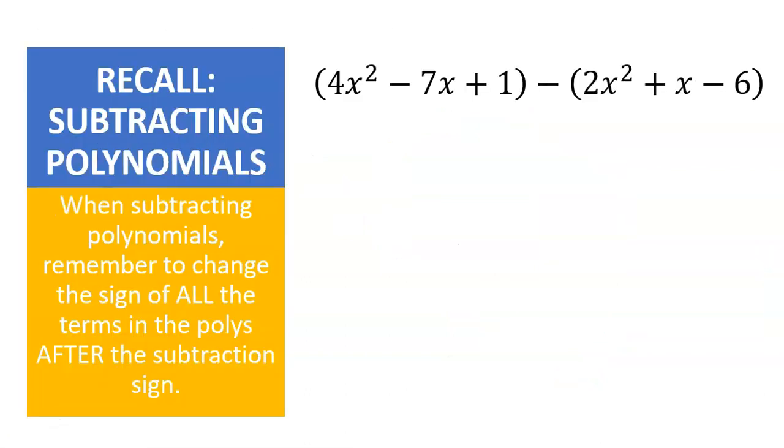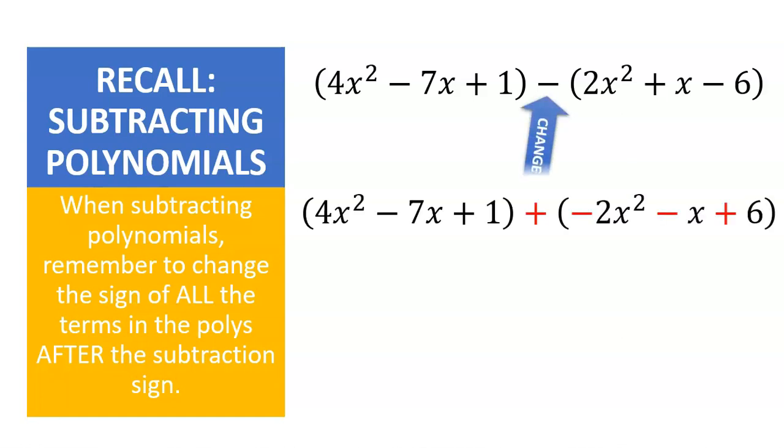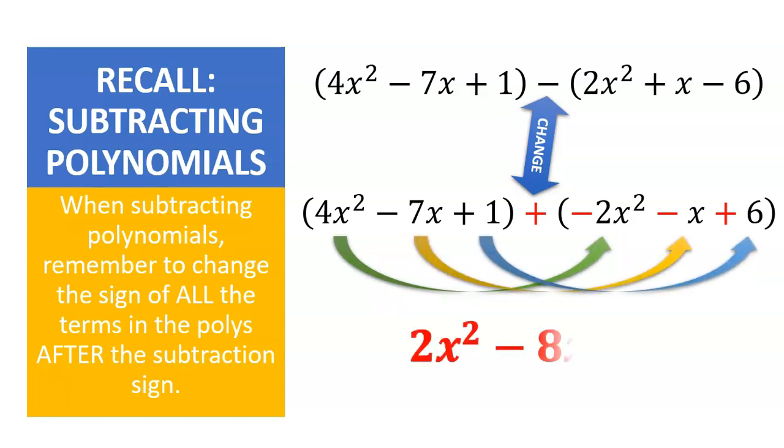Another thing that we need to go over before we start is subtracting polynomials. When we're subtracting polynomials, remember, we change that subtraction sign to a plus, and then we change the signs of every single term after that. Then you just follow the basic addition rules, you combine your like terms, and then you get your final answer. What's important here is just to remember that subtraction changes to plus, and then you change the signs of every term after that.